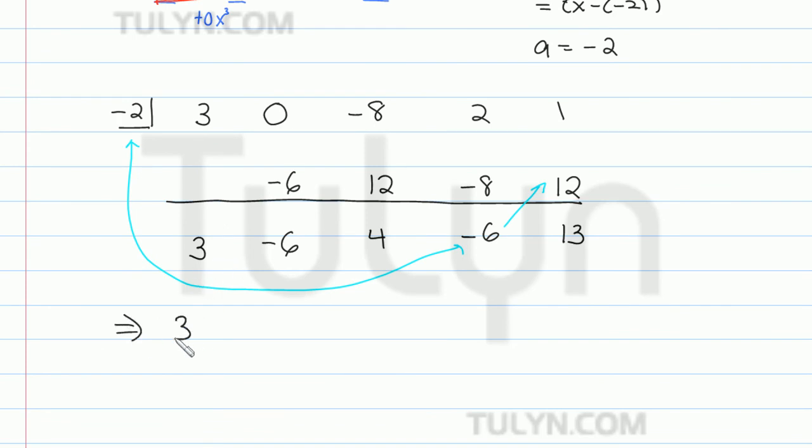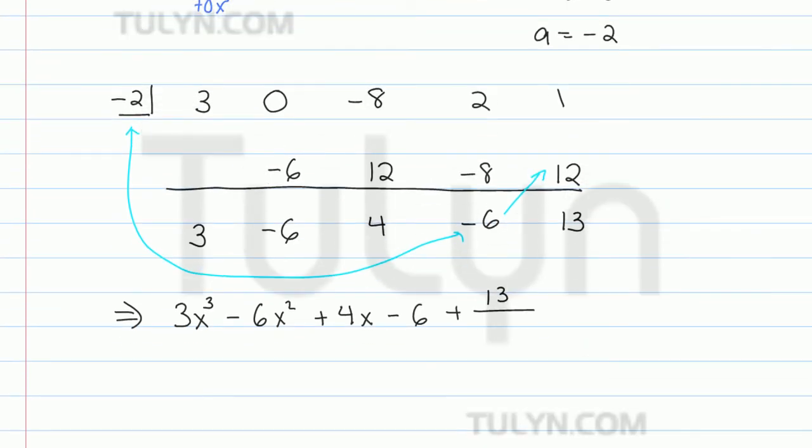So we're going to start with 3x to the third power, or 3x cubed, and then we're just going to go down, decreasing the exponents by 1. So negative 6x squared plus 4x to the first power minus 6 times x to the 0 power, which is just going to give us negative 6. And then 13 is our remainder term. So the way we write that is 13 over the divisor, which was x plus 2. And this is our final result.